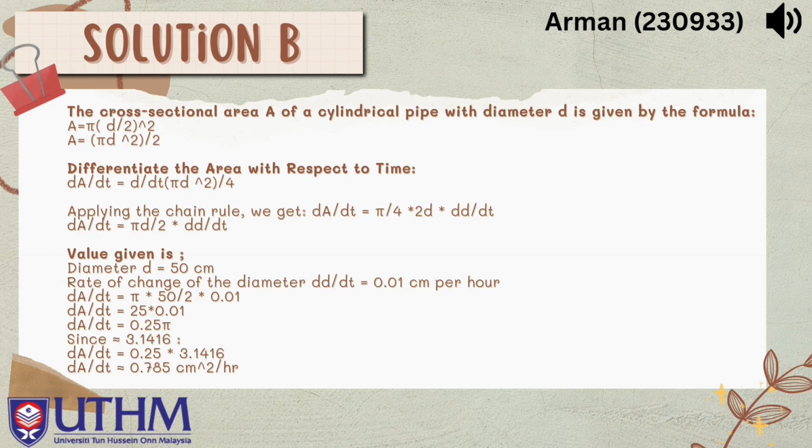Since pi is approximately equal to 3.1416, we can find the value of dA/dt, which is 0.25 multiplied by 3.1416, and which gives us the answer 0.785 cm squared per hour.